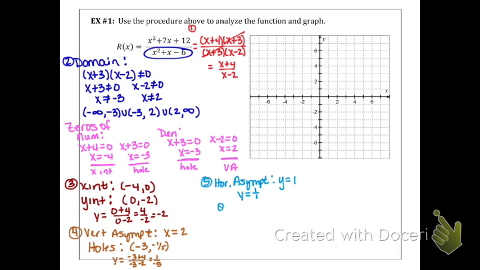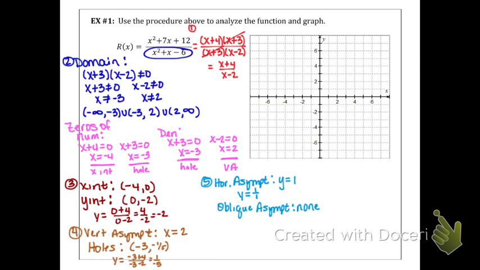And then the slant, which is the same thing as the oblique asymptote. Remember, that's only when the degree of the numerator is greater than the degree of the denominator by 1. Since our degrees were the same here, that means there is no oblique asymptote. Remember, you can't have an oblique and a horizontal, okay? It's one or the other or neither, but never both. All right, remember though, if there was one, we would find it using division.